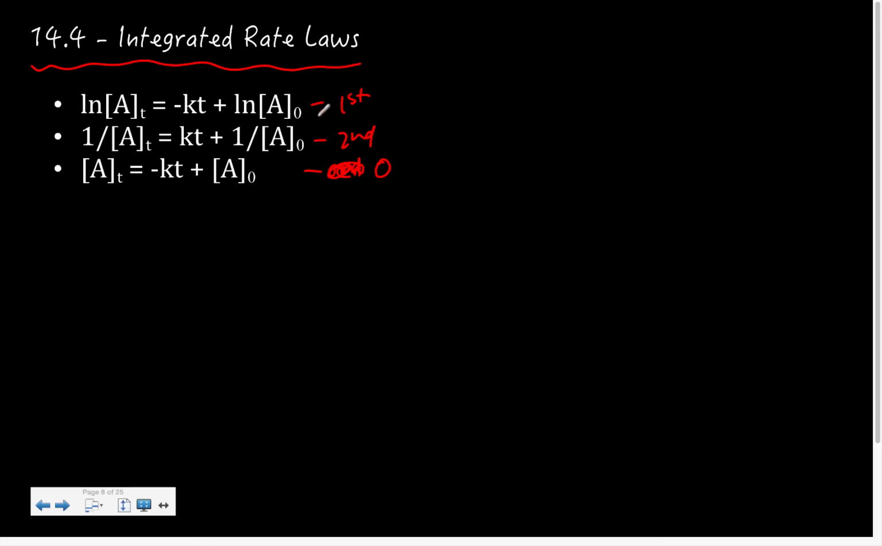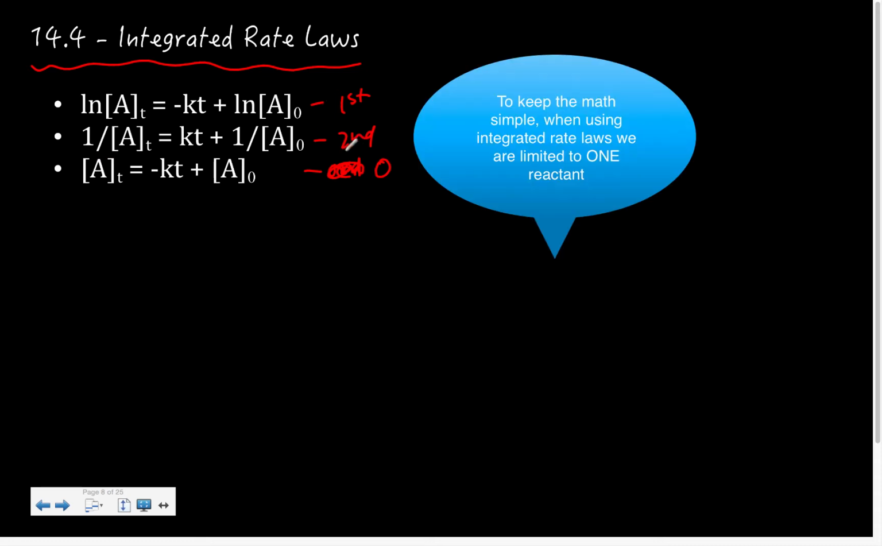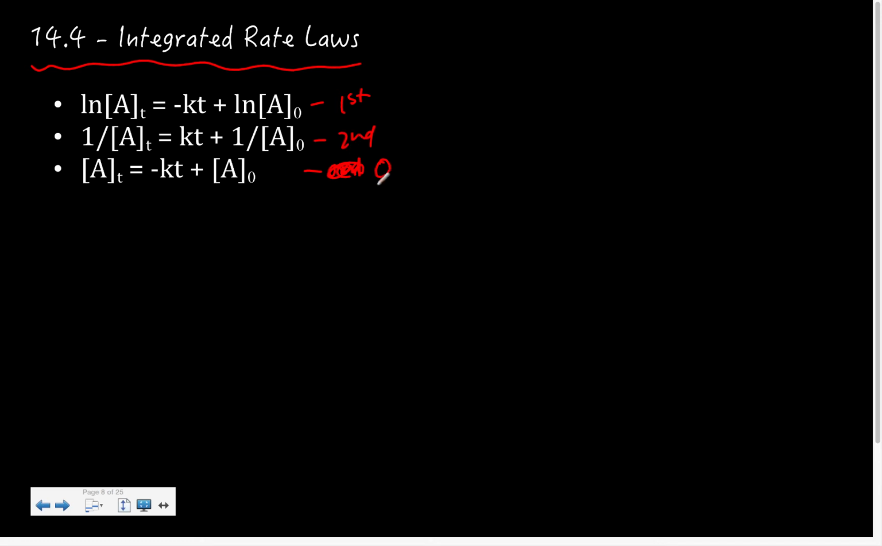A first order rate law says that rate is equal to k times A raised to the first power. This is what happens when we take a second order rate law, which says rate is equal to k times A to the second power, and integrate it. And this is what happens when we take rate equals k times A to the 0 power and integrate it.